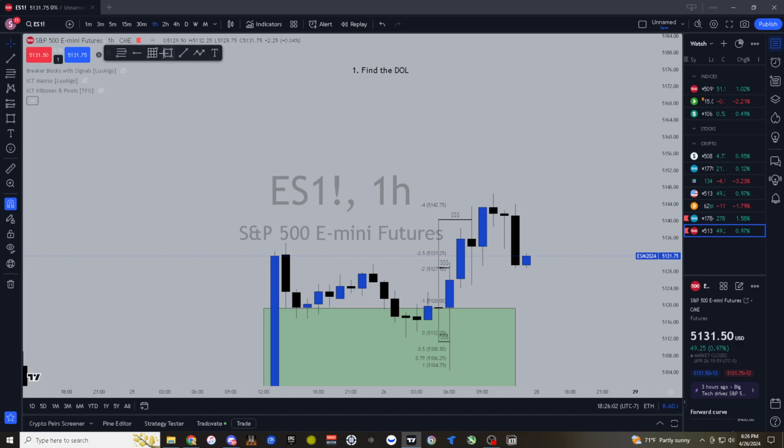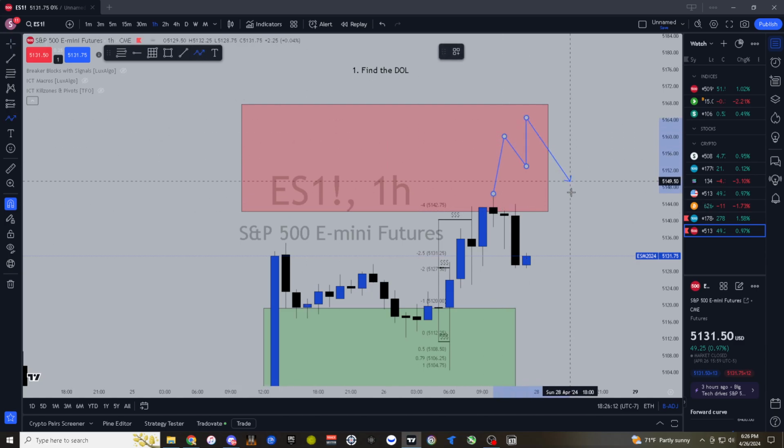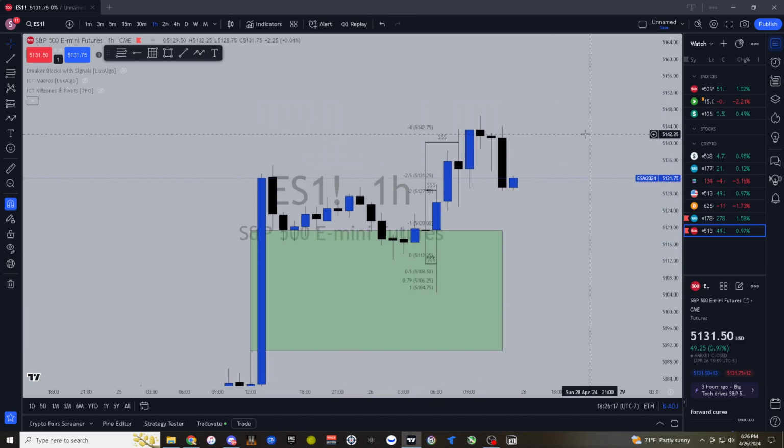If there's a bearish fair value gap here, I am waiting for price to tap into it and then sweep and dump. Same thing, vice versa. Pretty straightforward. That's draw on liquidity for me. That's how I find it.